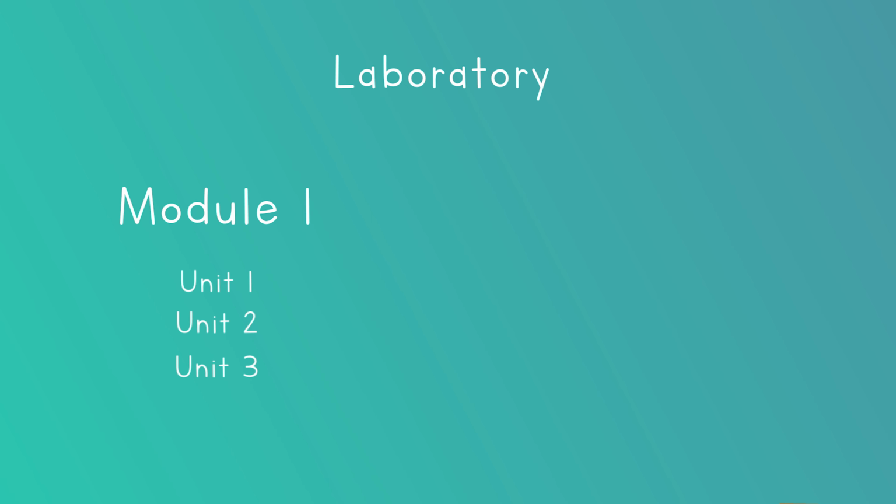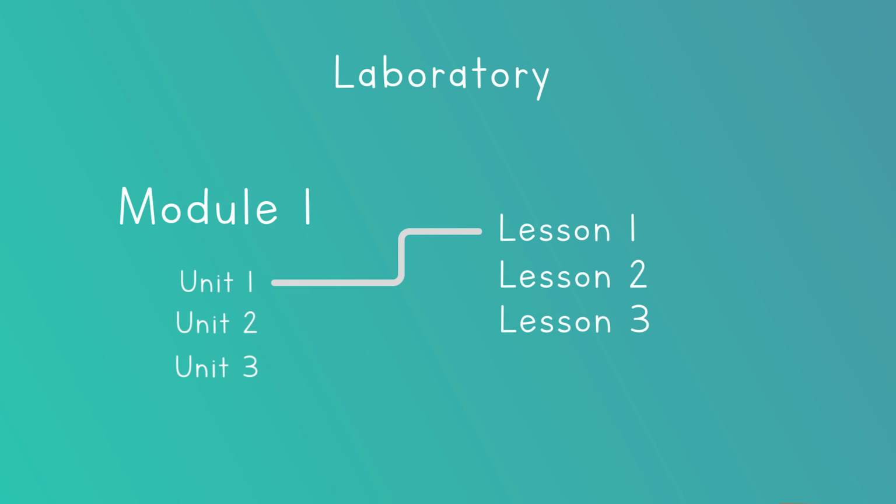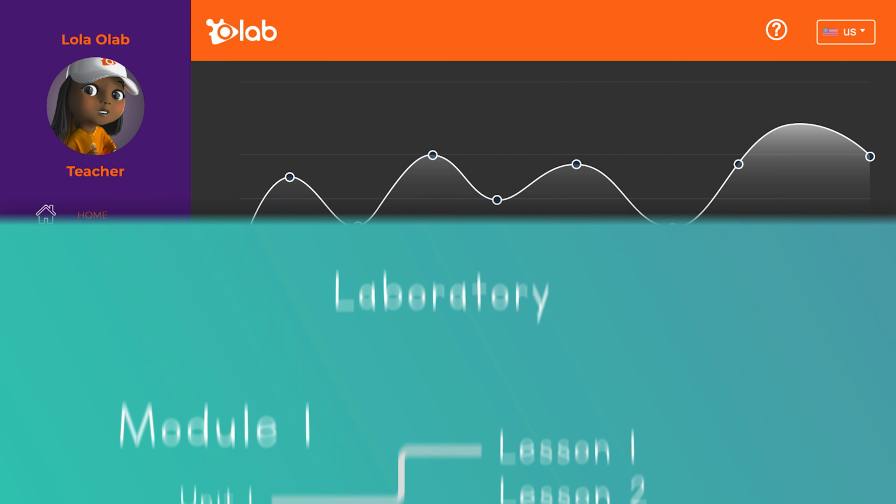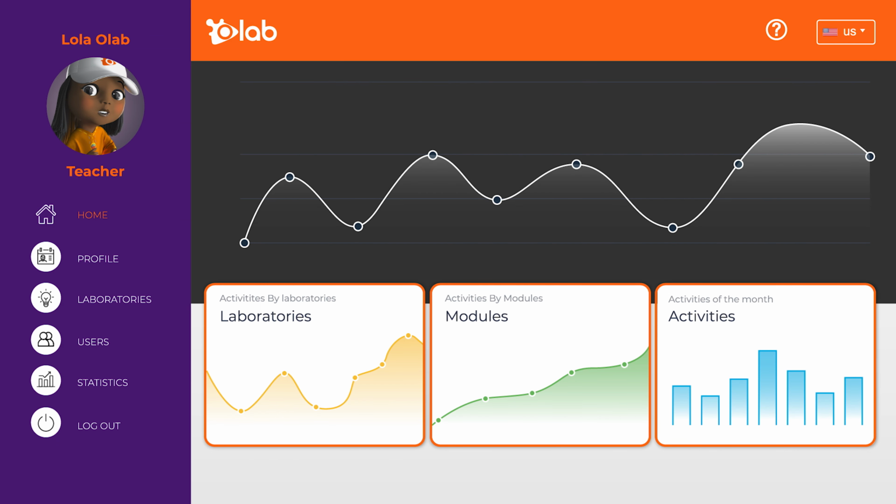Each unit will be subdivided by the lessons that you consider necessary so that the course you are creating is understood by the person who is going to do it. And finally, after creating all your content, you will be able to evaluate it through activities. Now, knowing this methodology, we will enter the platform and access the tab called Laboratories.